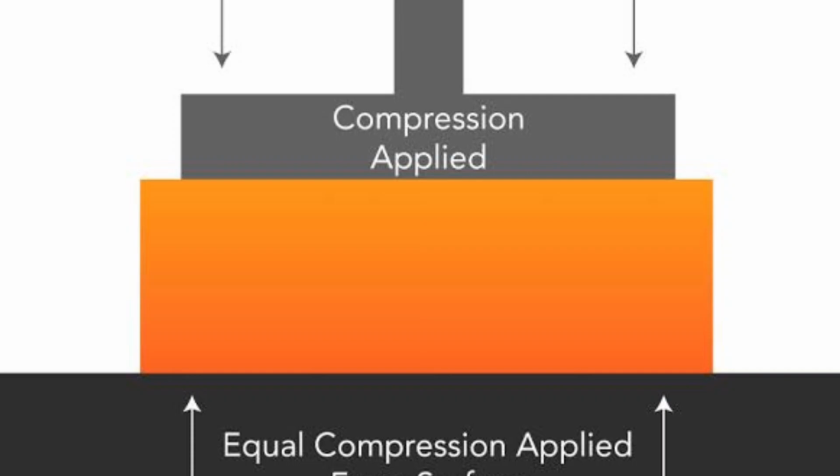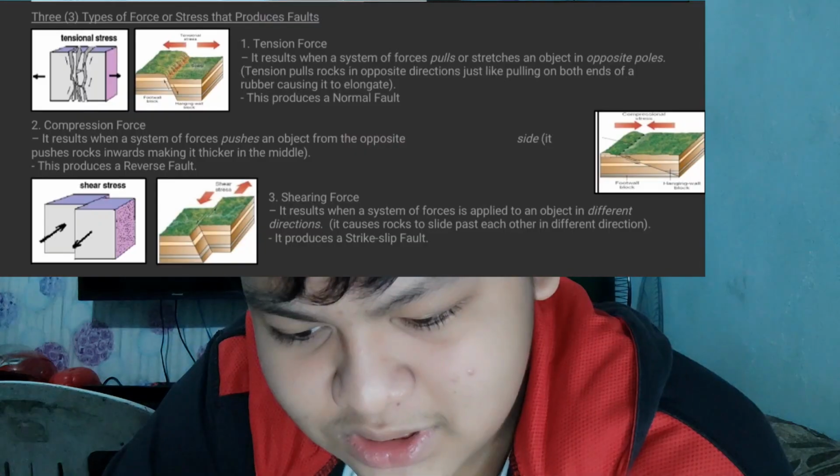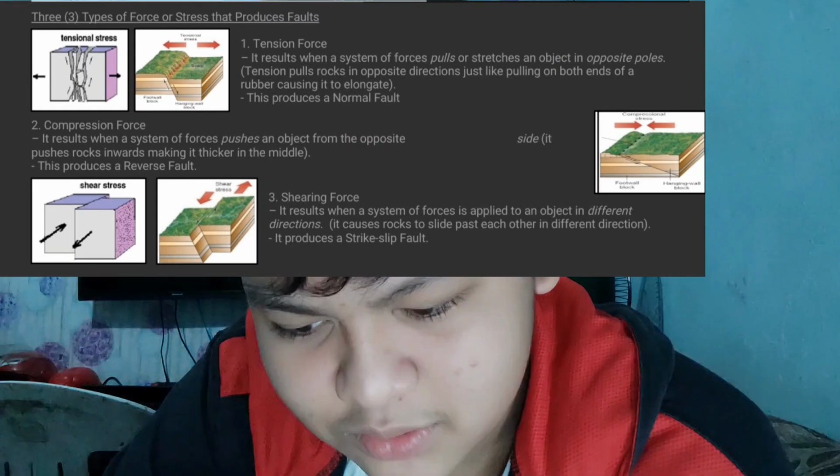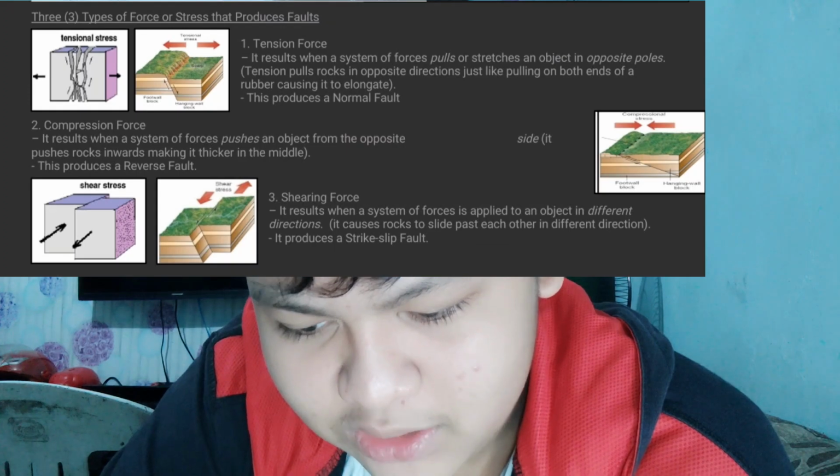The second movement of a fault is the compression force. It results when a system pushes an object inwards from opposite sides, making it thick in the middle. This produces a reverse fault. It's just like the name itself, it compresses things. Compression, compress. It's like this.